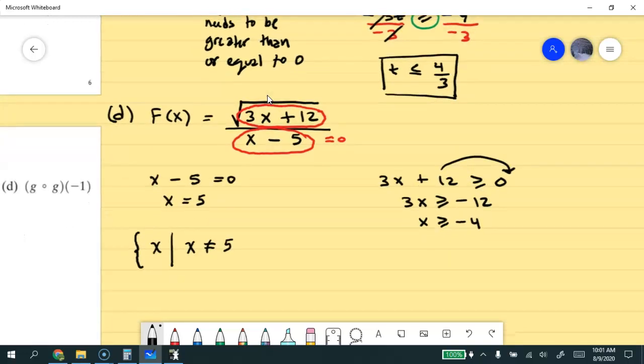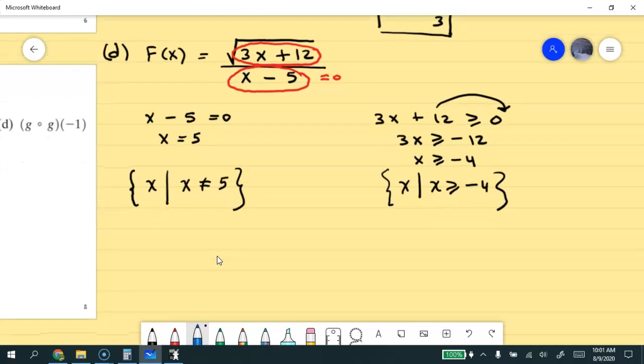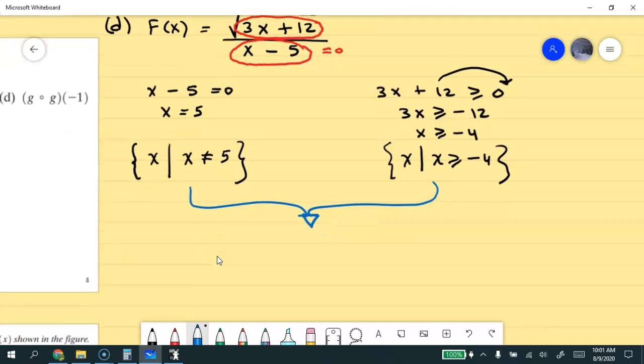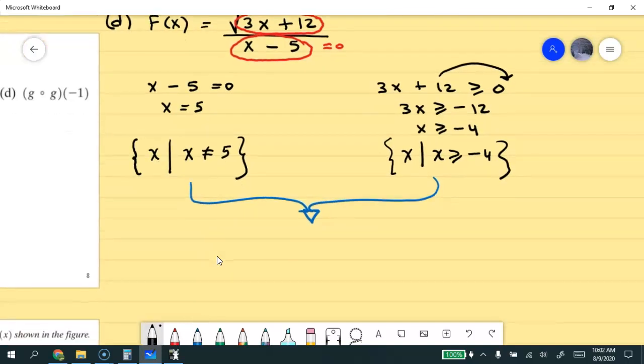First, you said that x cannot equal 5, but then this one is saying x has to be greater than or equal to negative 4. So what you do is you update the domain. Here we had one domain, and here we have a bit of an overlap, really. This is what's confused students in the past. You take both of these domains and you write a single domain out of them, because that's really where the answer lies.